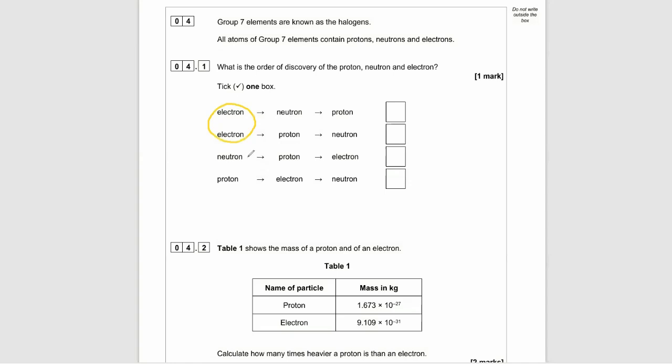Well, the electron was definitely discovered first, so it's got to be one of these two. And it was discovered by a guy called J.J. Thomson, who came up with the plum pudding model. And then the proton was discovered, and then the neutron by James Chadwick.